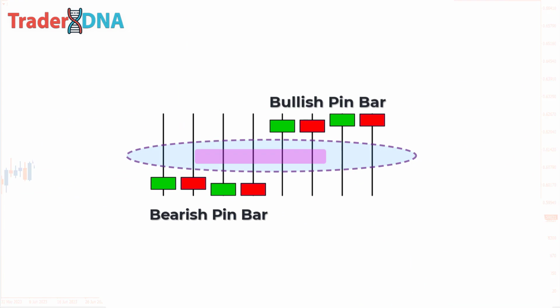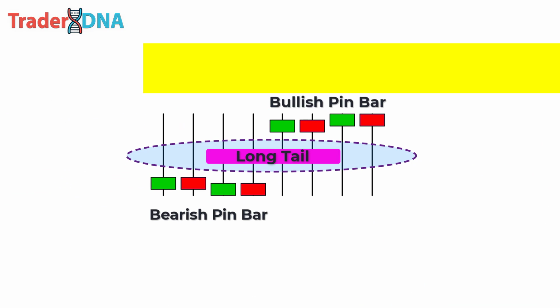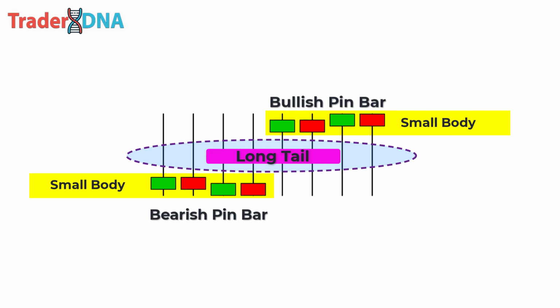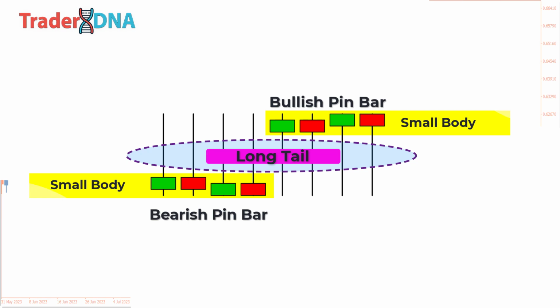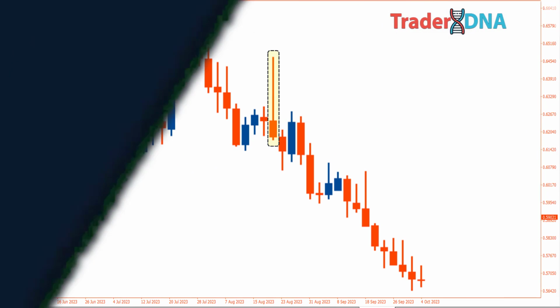The pin bar itself has a long upper or lower tail and a much smaller body. You can spot pin bars on any naked bar chart or candlestick chart. Criteria for identifying valid pin bar patterns.